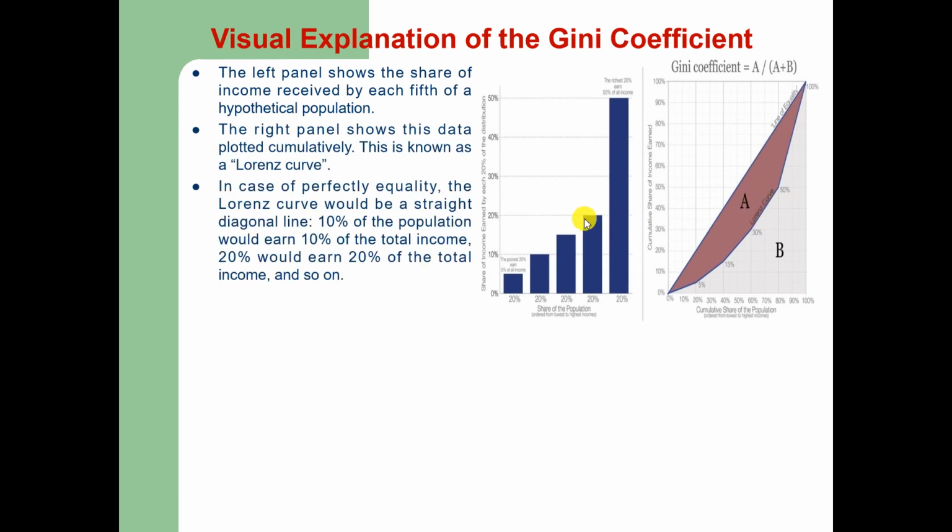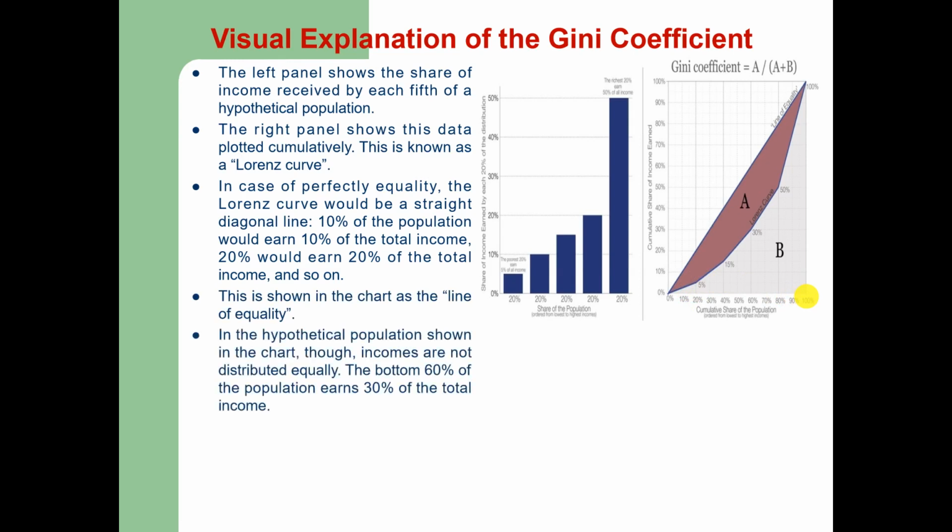In case of perfect equality, the Lorenz curve would be a straight diagonal line: 10% of the population would earn 10% of the total income, and 20% would earn 20% of the total income. So along this line, which is the line of perfect equality, 10% earn 10%, 20% earn 20%, and 100% earn 100% cumulatively. This is shown in the chart as the line of equality.